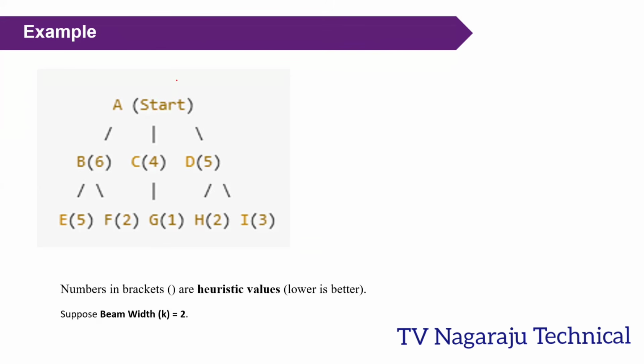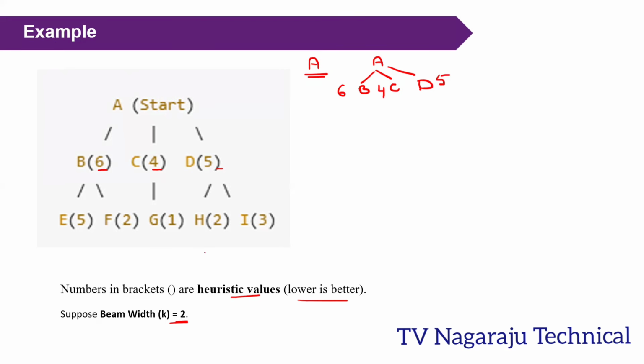Assume this is my original tree. Whatever is placed in the brackets specifies the heuristic values. According to my question, lower is better. Assume beam width is equal to 2. Now, first at level 0, I am starting at node A. Node A is expanded into B, C, D, right? The heuristic values are 6, 4, and 5.